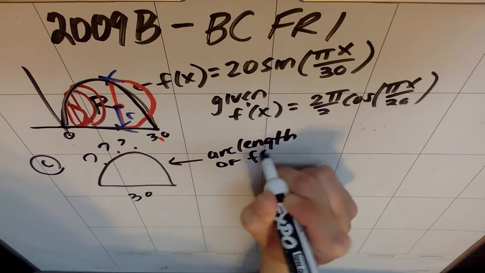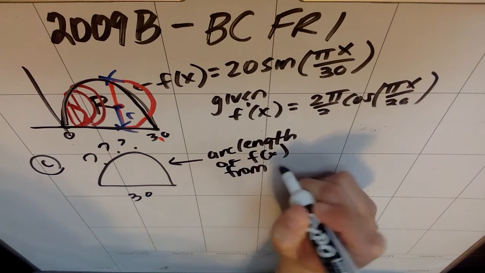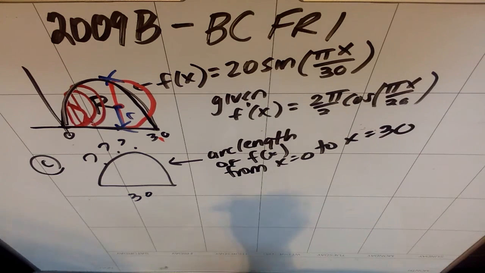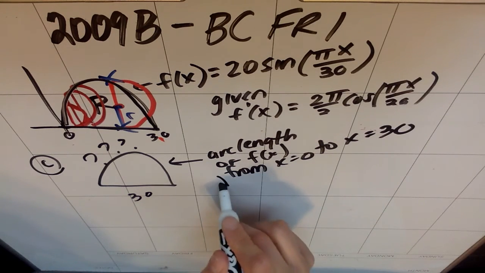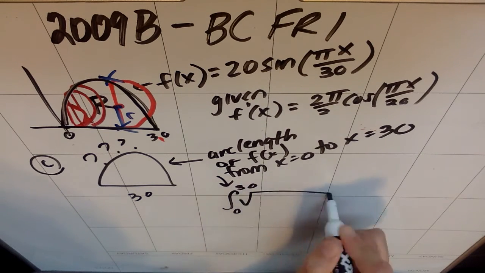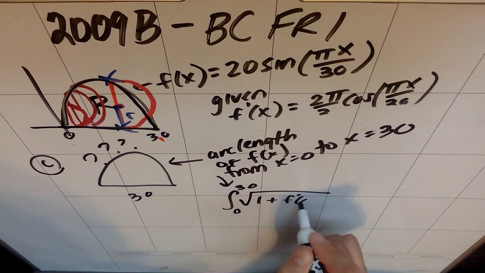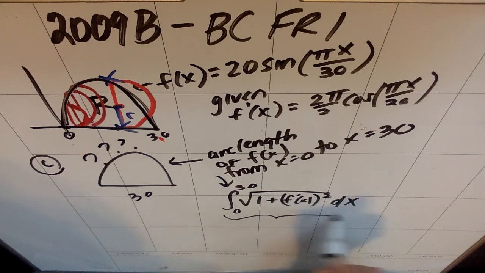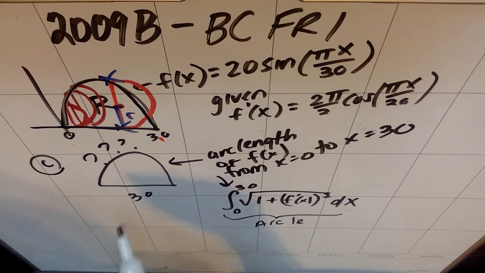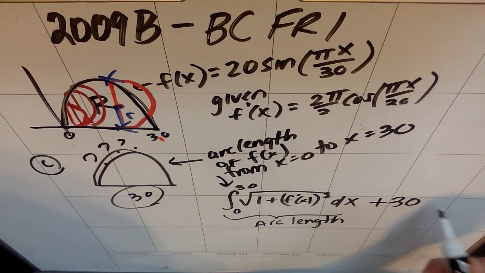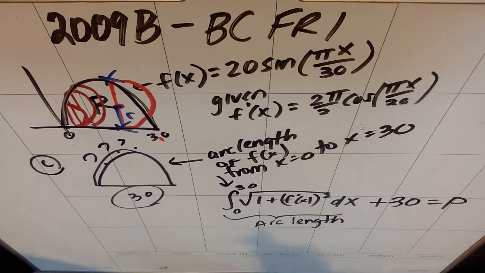But that question mark, so this is my part C, that question mark is the arc length of f of x from x equals 0 to x equals 30, and we have a formula for arc length. So this arc length that I want should be the integral from 0 to 30 of the square root of 1 plus f prime of x whole quantity squared with respect to x. This is the arc length. The perimeter should be this 30 plus the arc length. So I should get that my perimeter is this arc length answer plus 30. That's my perimeter. So I'm going to type this in my calculator.